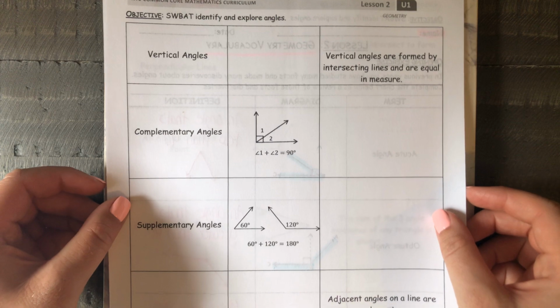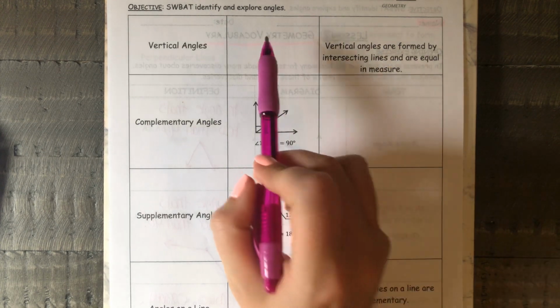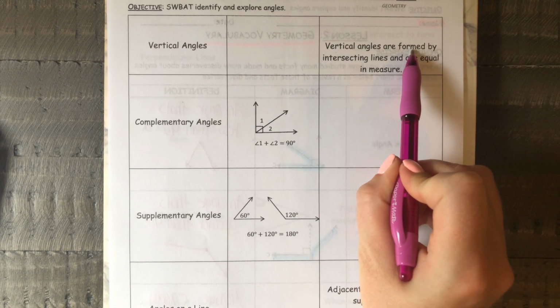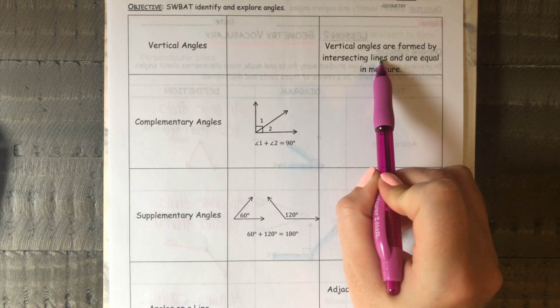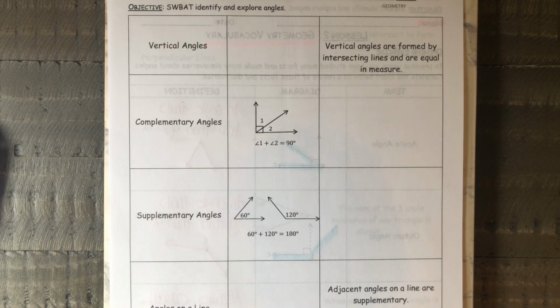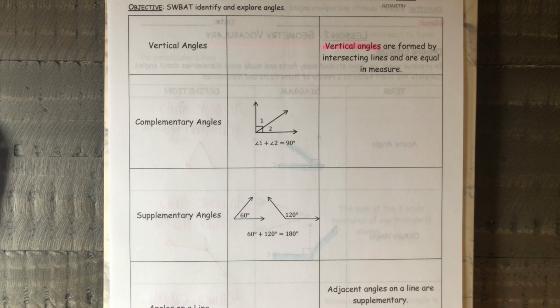Page 2 at the top, again, it's just more vocab words. It's just another type of angle that we need to know. This is called vertical angles. Let's read the definition so we know what our diagram should look like. It says vertical angles are formed by intersecting lines and they're equal in measure. This is where I would stop and start highlighting and saying, okay, vertical angles is my vocabulary word.